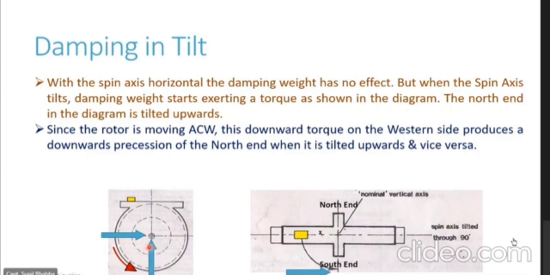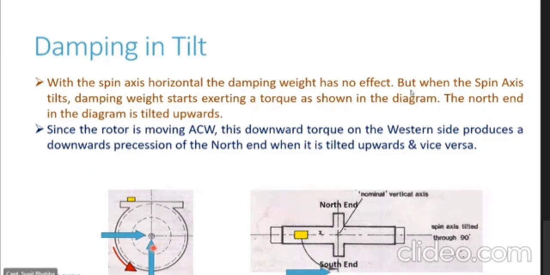Now you see the upward arrow highlighted by the laser pointer. This is how the force gets applied to the south end of the spin axis. So this force tries to push the south end of the spin axis upwards. Now obviously, if it is trying to push the south end upwards, the south end goes up and the north end will have to come down. So you can now see that we have generated a force which is trying to bring the north end downwards. So let me repeat it once again.